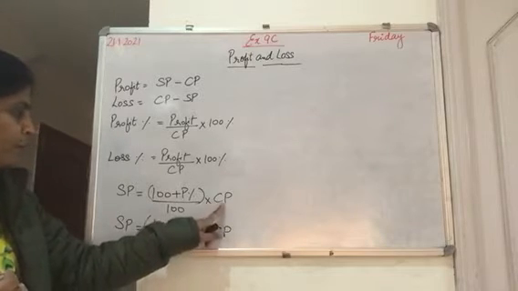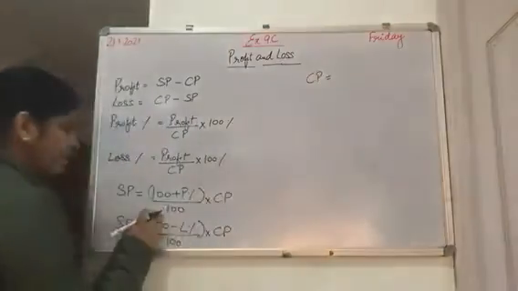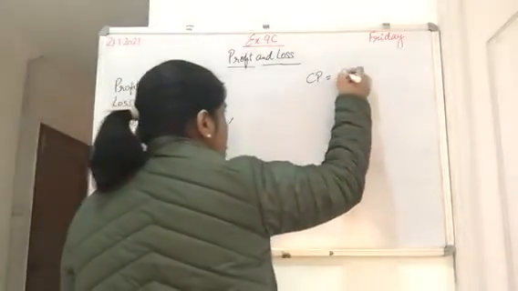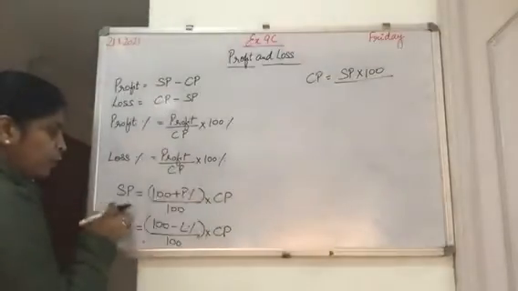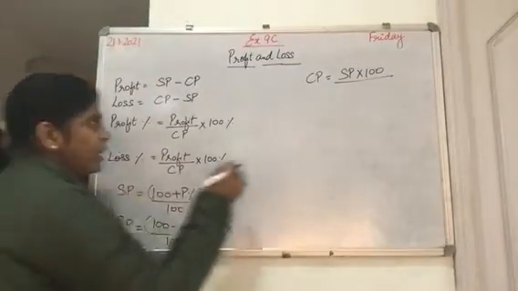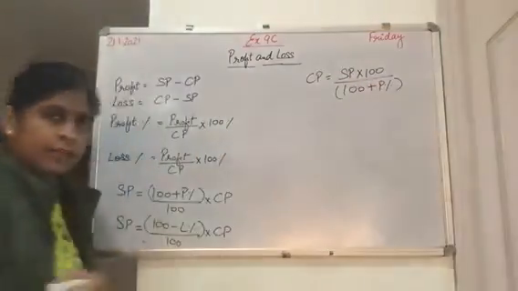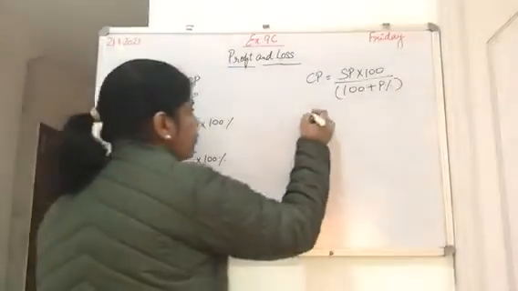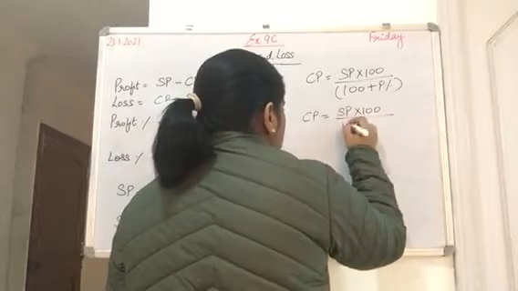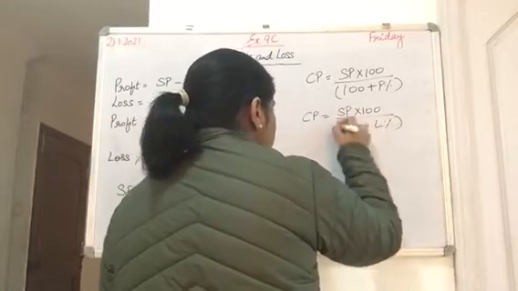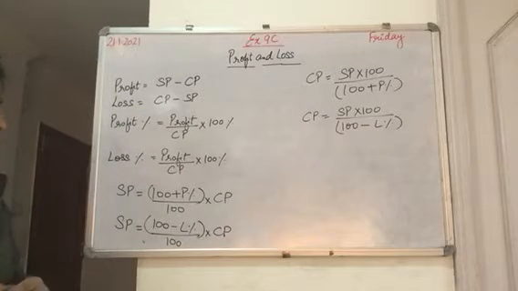Now the same formula we will apply to calculate cost price. So cost price equals selling price into 100 upon this bracket, because 100 goes to that side and it is multiplied, and the bracket, when we send it to this side, will be divided. Similarly, for loss, selling price into 100 upon 100 minus loss percent. Clear? So these are the formulae which you will remember.